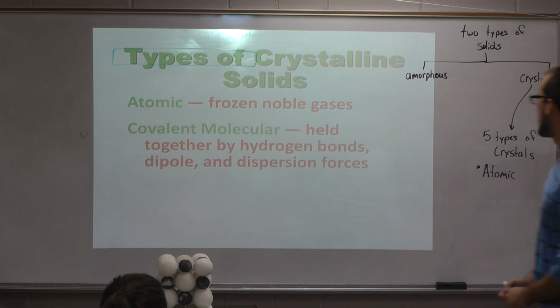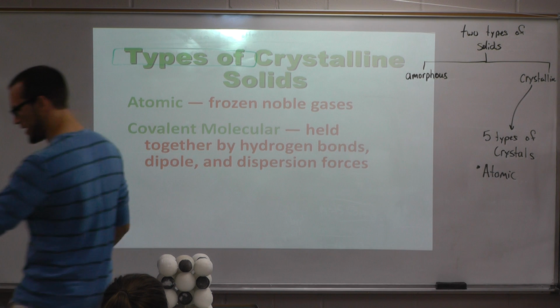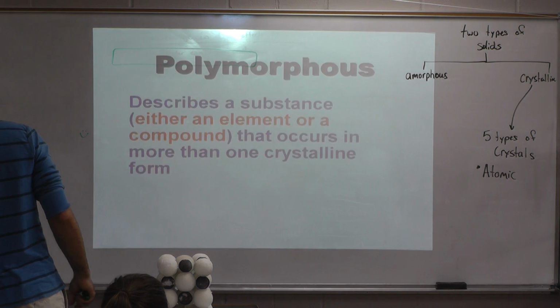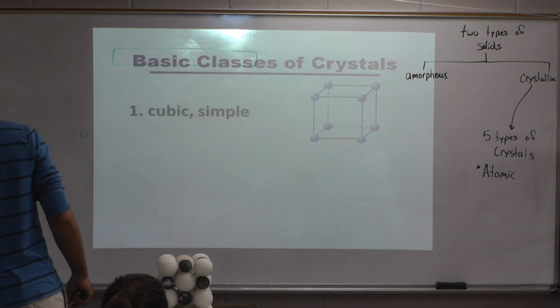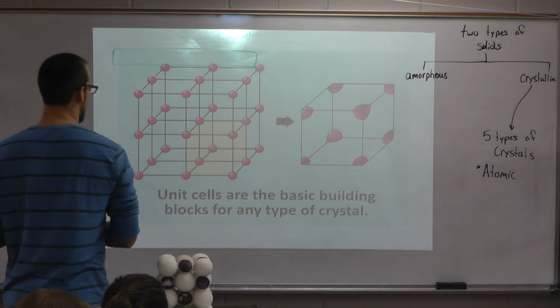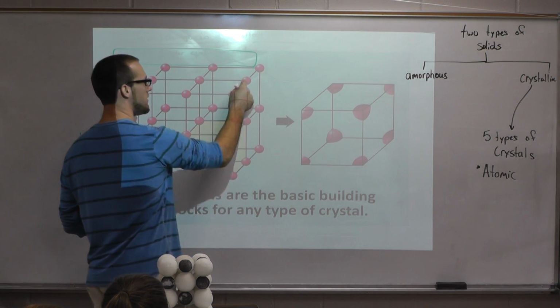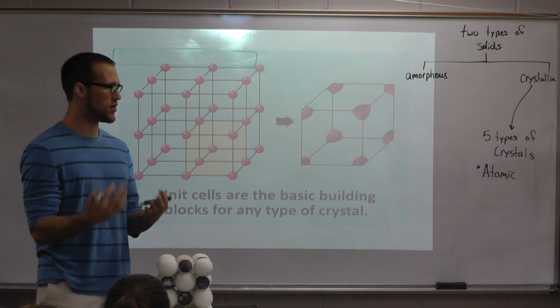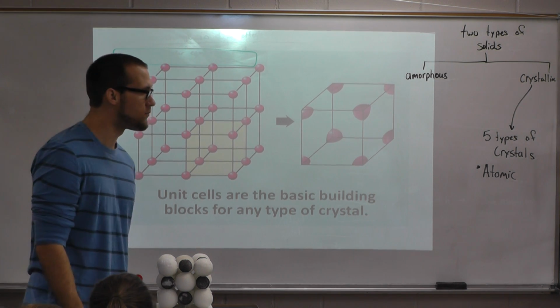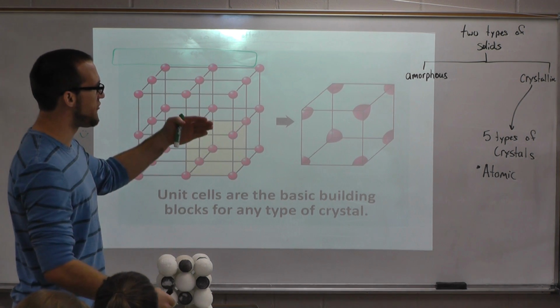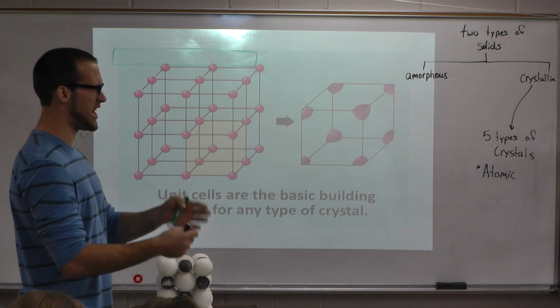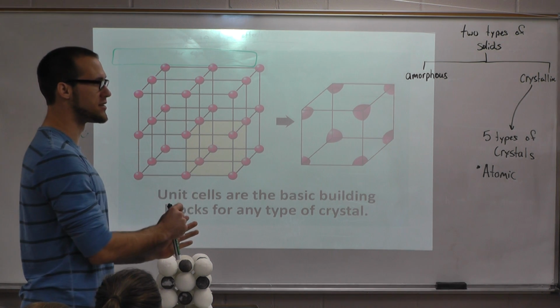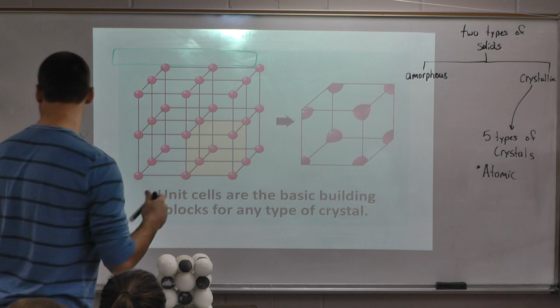If I were to go back quite a ways, these lattice points here are where your argon atoms are. For each of these five different crystalline solids, we're going to have a different type of thing at those lattice points.